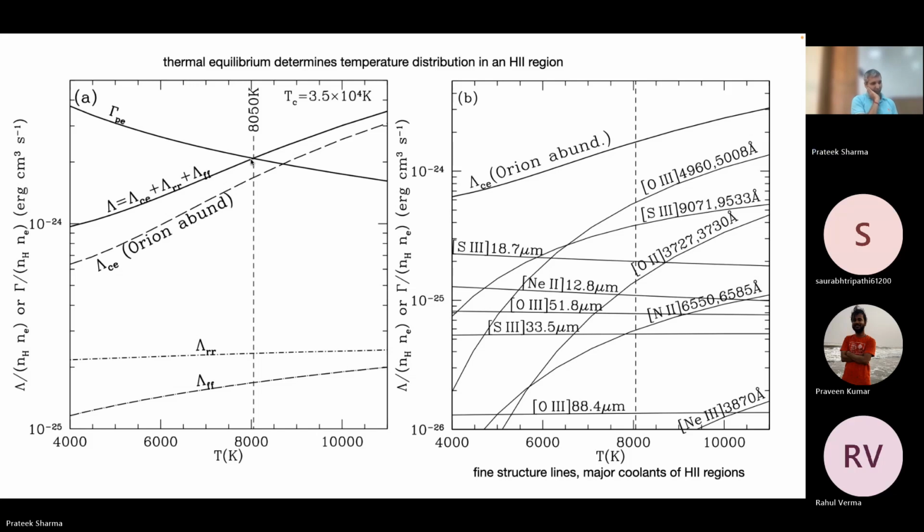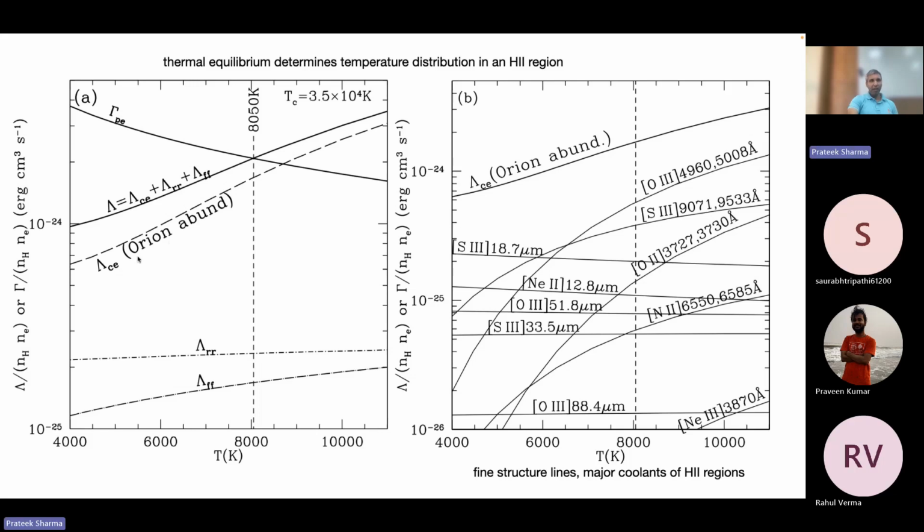So this gamma PE decreases with temperature, lambda increases with temperature. Why does gamma decrease with temperature? That comes from alpha B. The recombination coefficient decreases with temperature, if you recall, T to the minus a half or minus 0.8 or something. So that's why it sort of decreases.